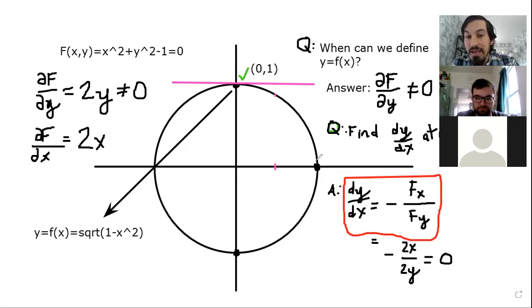Oh, by the way, it doesn't work here, right? It does not work here. What would happen if you tried to use it there? You would get a 0 in the denominator. You get negative 1 over 0. The universe explodes when you try to divide by 0. That's what internet memes have taught me. So yeah, this can only be used when df dy is not equal to 0.